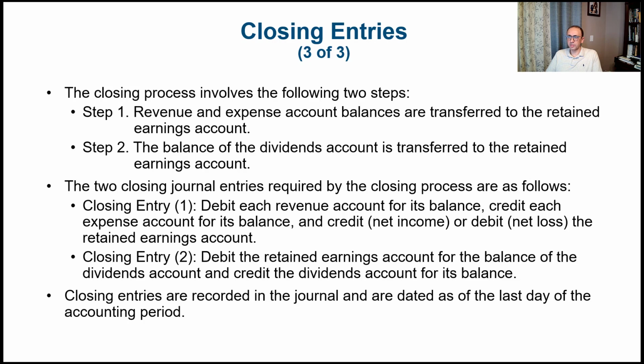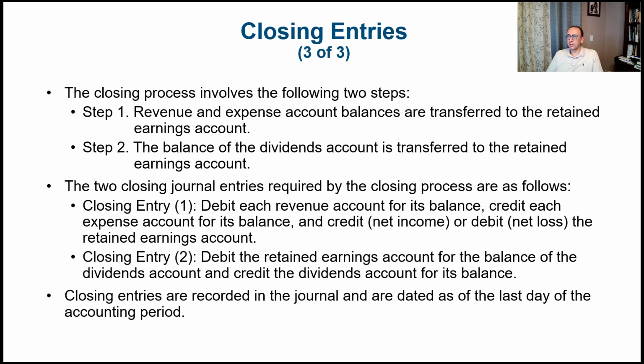For the first one, we debit each revenue account for its balance. And remember, revenues usually have a credit balance. So we want to close them: we take their balances and record them on the debit side. That way we're closing them, because now the debit and credit match, and that makes it zero. We also need to credit each expense account with the same concept. Expenses usually have a debit balance. We want to close them, so we credit their balances.